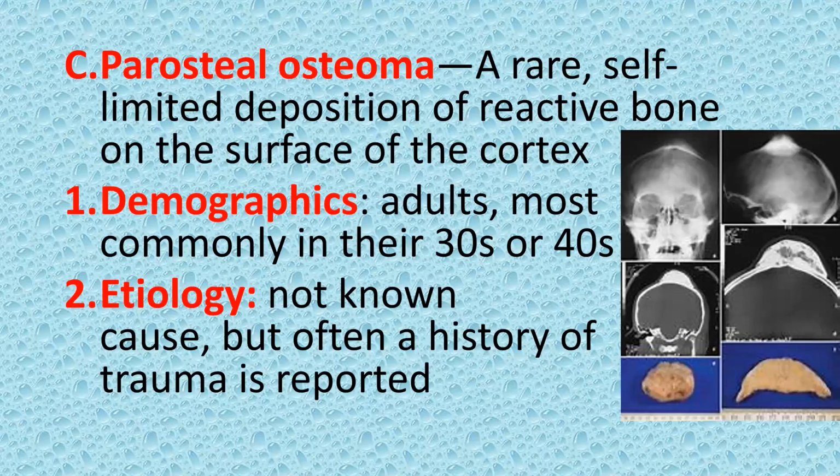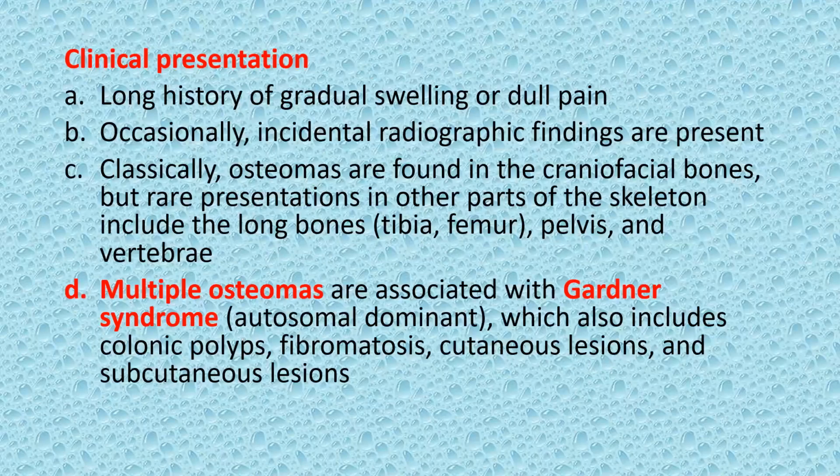The clinical history is associated with a long history of gradual swelling or dull pain. Occasionally, incidental radiographic findings are present. Classically, osteomas are found in the craniofacial bones. You see someone with a bump on their head or on their face, and it turns out to be a parosteal osteoma. It has rare presentations in other parts of the skeleton, namely the tibia and femur and pelvis and vertebrae.